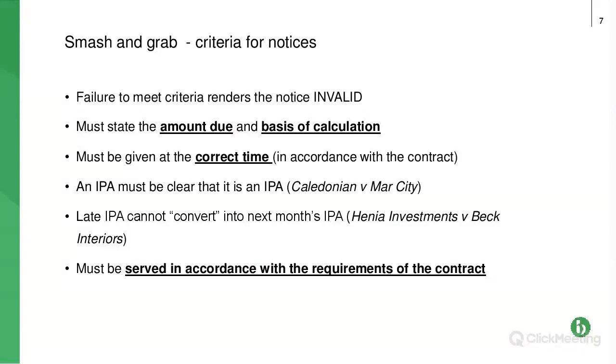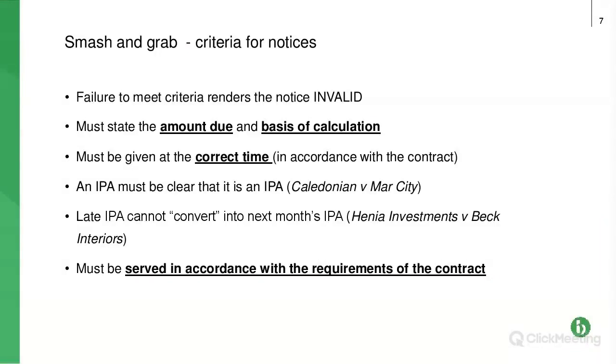So first requirement, all of these notices must state the amount due and basis of calculation. Lots of case law on all of this. The amount due, that's obvious. Please remember, though, in your interim payment applications, generally people do this, but the amount due could be, for this application, 200,000. The amount due should always be the sum that remains unpaid, the sum that you think should be or should have been paid.